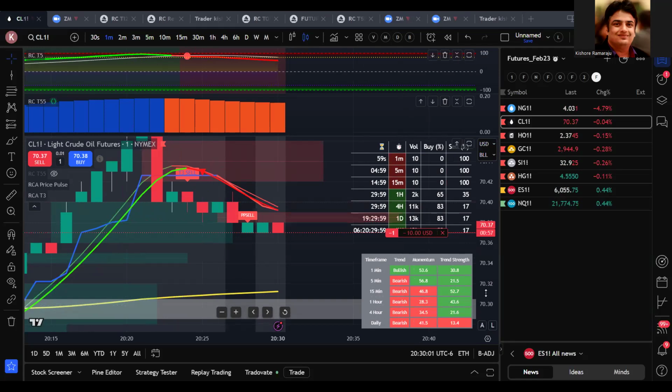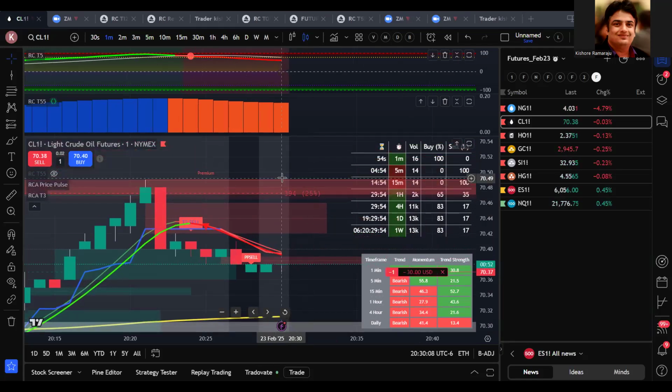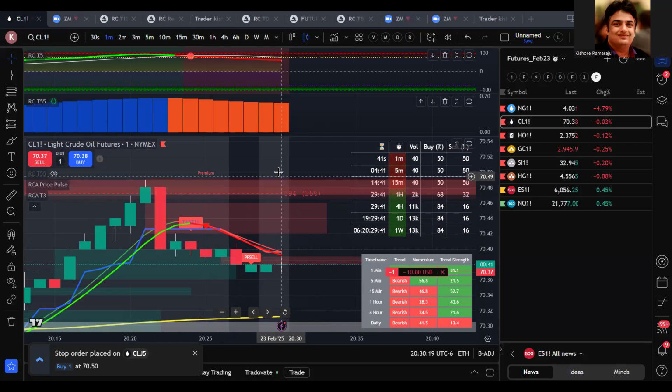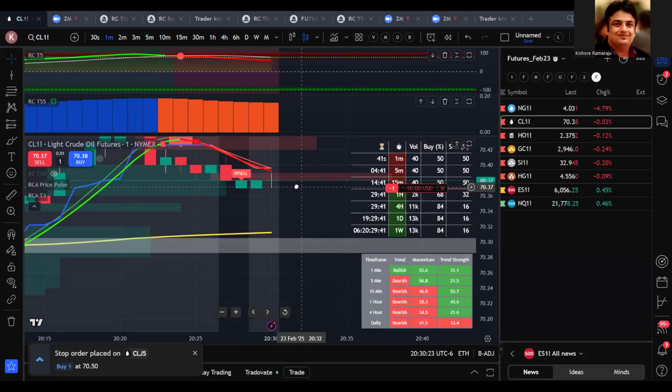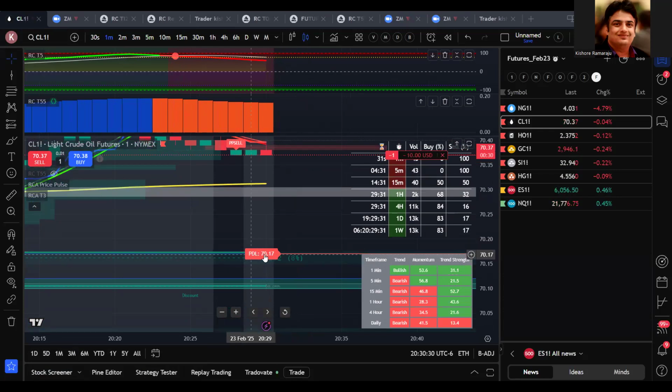So if I want, we can just go ahead and look at where there are a lot of sellers. You go above this and I can put a stop loss somewhere at around 70.5. That is my stop loss. If price goes all the way to 70.5, I'll take a stop loss. Otherwise, it can come all the way down to this previous day low, 70.17. So this is my target.